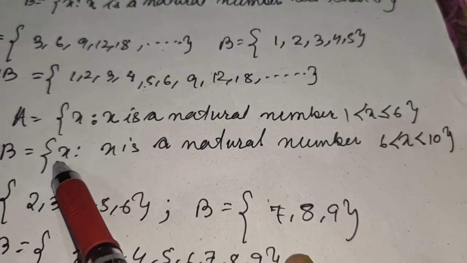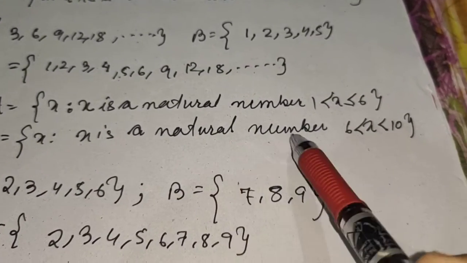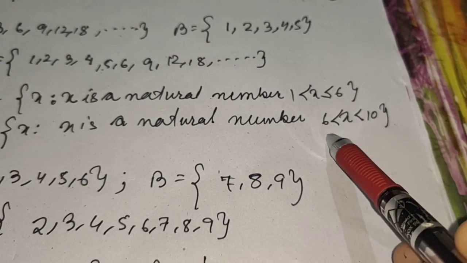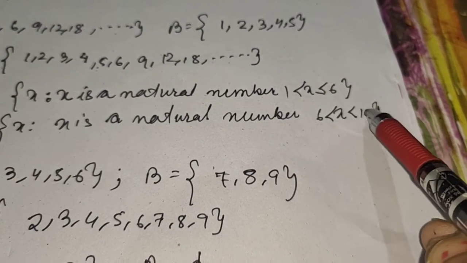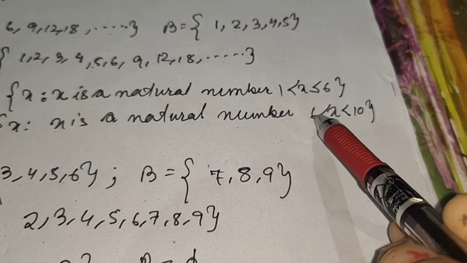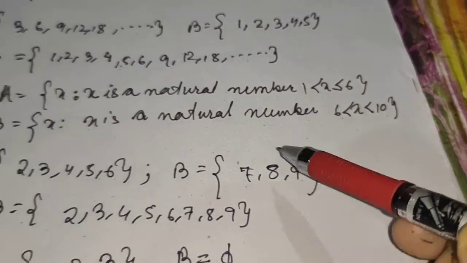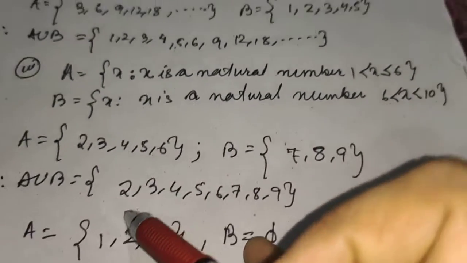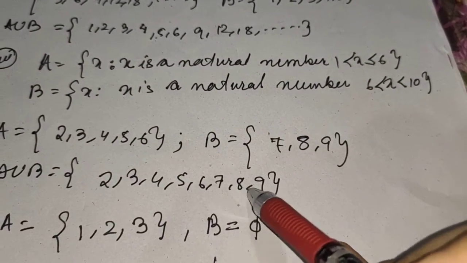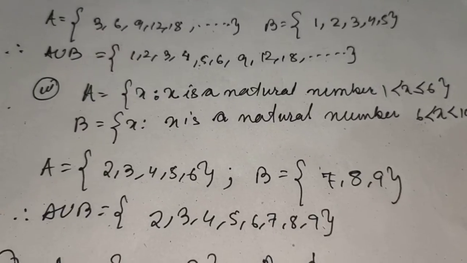Next set B, x such that x is a natural number where x is greater than 6 and less than 10. Here in both the cases we cannot include 6, neither 6 nor 10. So it is 7, 8, 9. So A union B is 2, 3, 4, 5, 6, 7, 8, 9. This is question number 3.